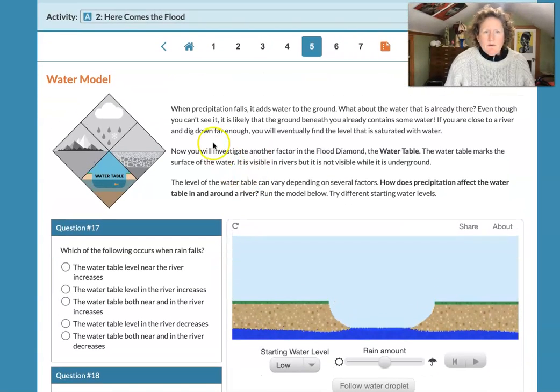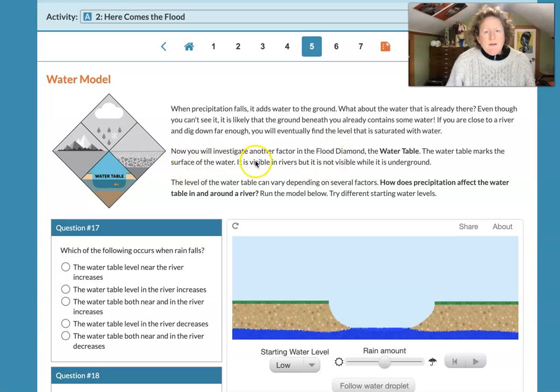Let's look at the water model. When precipitation falls, it adds water to the ground. What about the water that's already there? Even though you can't see it, it's likely that the ground beneath you already contains some water. If you're close to a river and dig down far enough, you'll eventually find the level that is saturated with water. You've probably seen this at the beach. If you dug a hole in the sand, eventually there's probably water at the bottom of your hole.